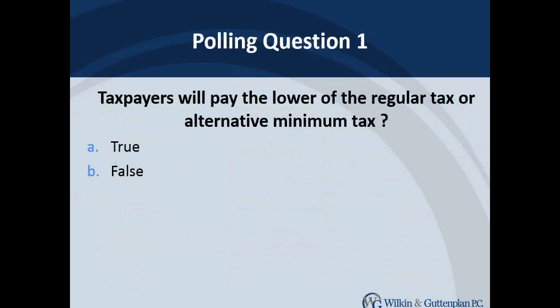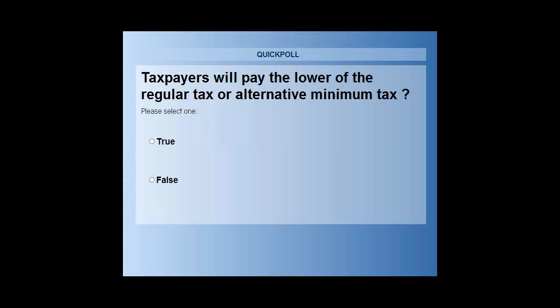Okay, so now we're going to go into our first polling question, and the question is required if you are looking for CPE today to show your attendance. So the question is, taxpayers will pay the lower of regular tax or alternative minimum tax? This is a true or false question. We'll give you a minute just to answer this question.